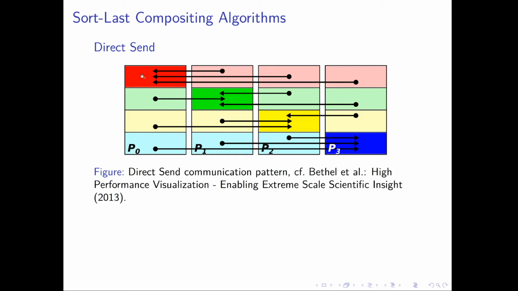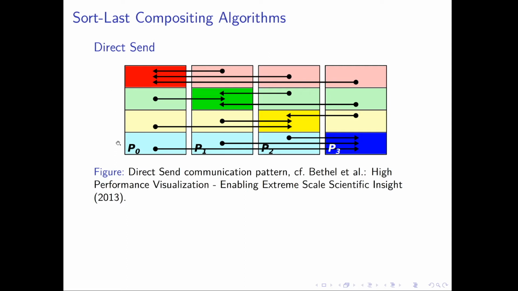Processor P0 in this case is responsible for compositing 1/4 of the image, and the processors P1, P2, P3 will send their intermediate images to P0, but only the portion that P0 is responsible for. And the same is true for P1. All the other processors send just the portion that P1 is responsible for to P1. And the same is true for the other 2 processors too. And we can see from that there are lots of concurrent messages being sent.